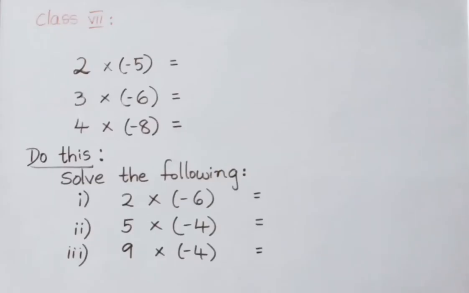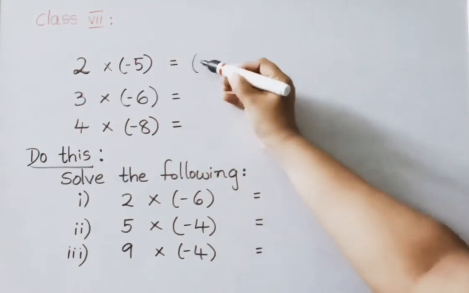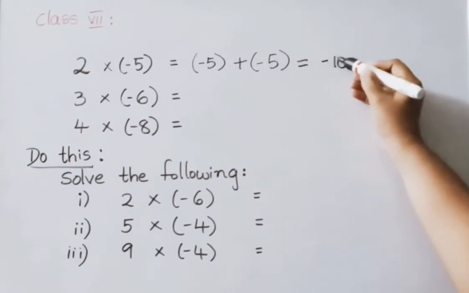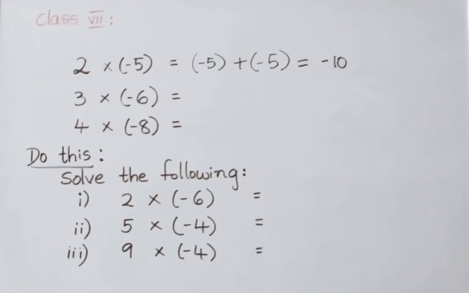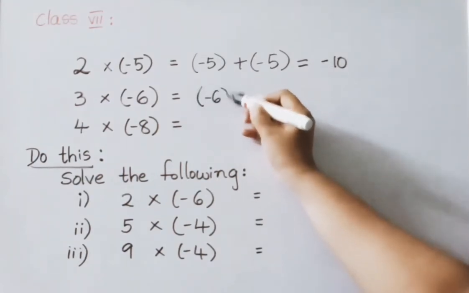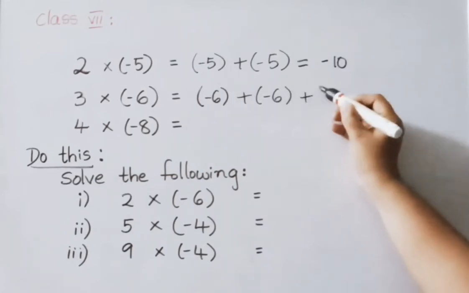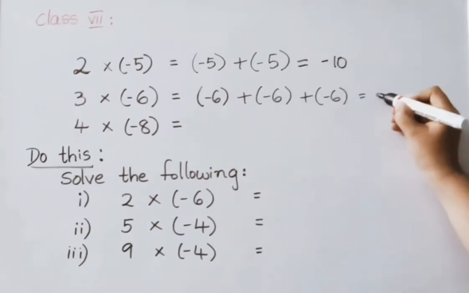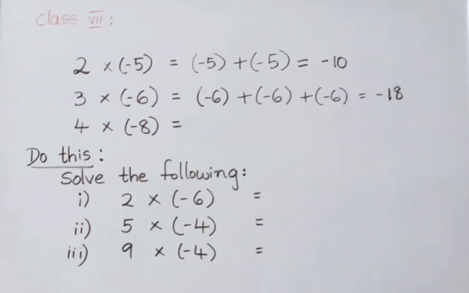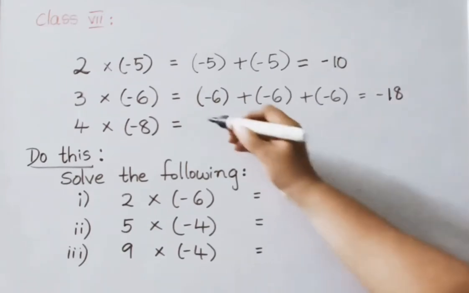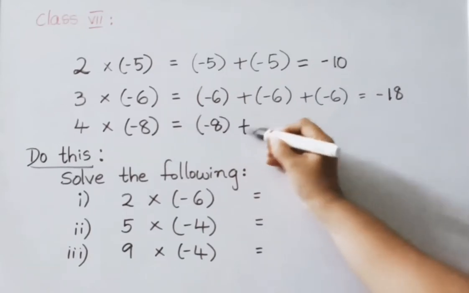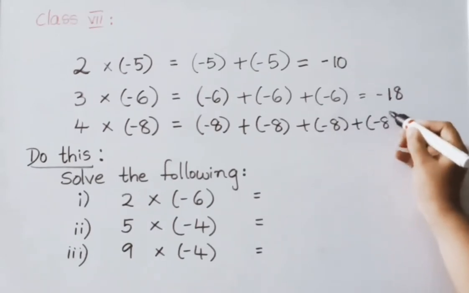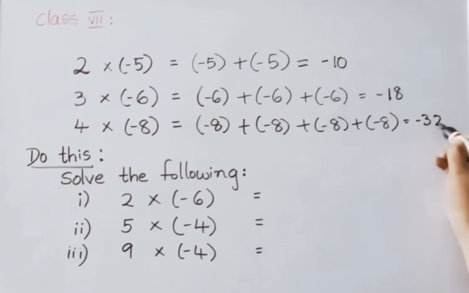See now few examples. 2 times minus 5, that means minus 5 we need to write 2 times. Minus 10. See next, 3 times minus 6. So minus 6 we need to write 3 times. Minus 6 plus minus 6 plus minus 6. So 3 times we add minus 6, answer is minus 18. Next one, 4 times minus 8. Minus 8 need to write 4 times. 4 times minus 8, that is minus 32.